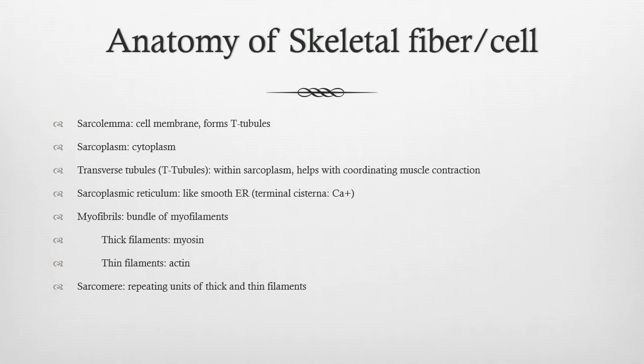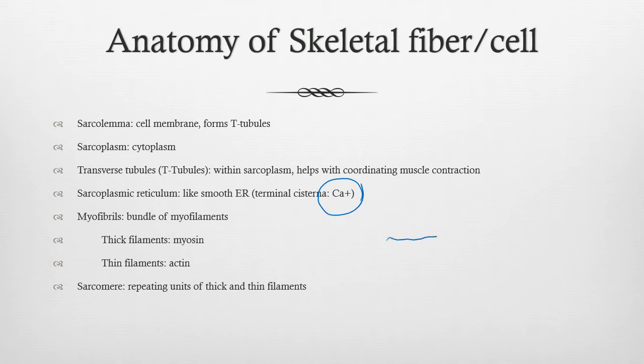Then we have our sarcoplasm, which is the actual cytoplasm, the same as cytoplasm itself. We have endoplasmic reticulum, and we change the name to sarcoplasmic reticulum. This is smooth endoplasmic reticulum, and its job is to store calcium. It stores large amounts of calcium for when we want muscle contraction to occur, and when we need contraction, we release calcium into the inside of the cell. The sarcolemma isn't completely solid, so to speak. It has what we call T-tubules.